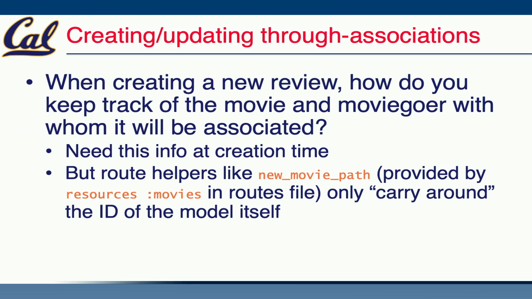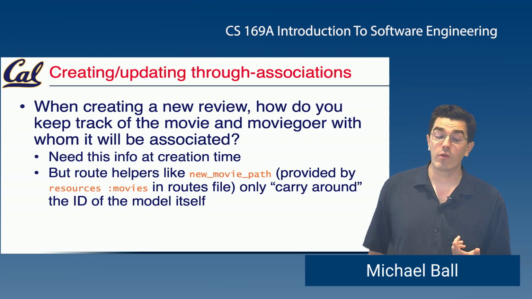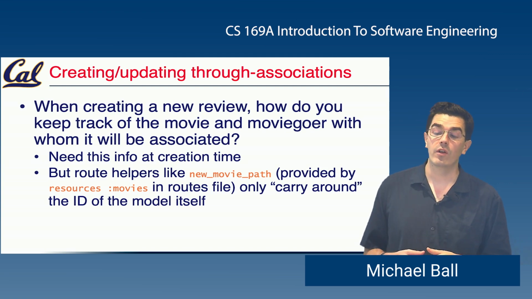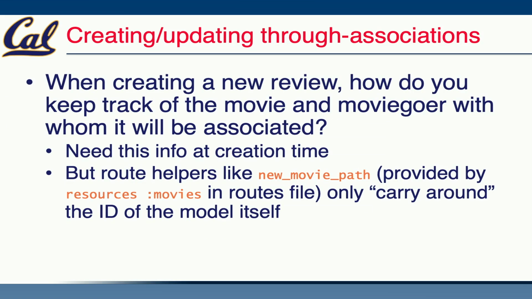And so how should we think about updating through associations? Well, when creating a review, how do we keep track of which movie and which moviegoer is creating that review? We need this info at the creation time of a review. We have things like new movie path that are provided by our Rails routes, but how would we know the path of both a particular review and a particular movie? Or how do we make sure that, given some model, it is linked to both the right associations?